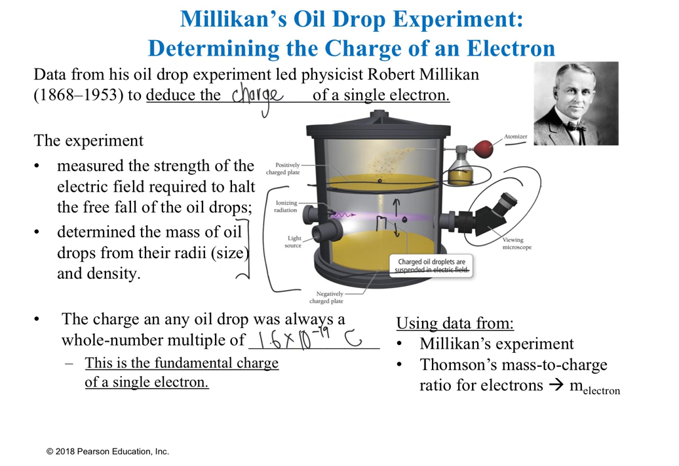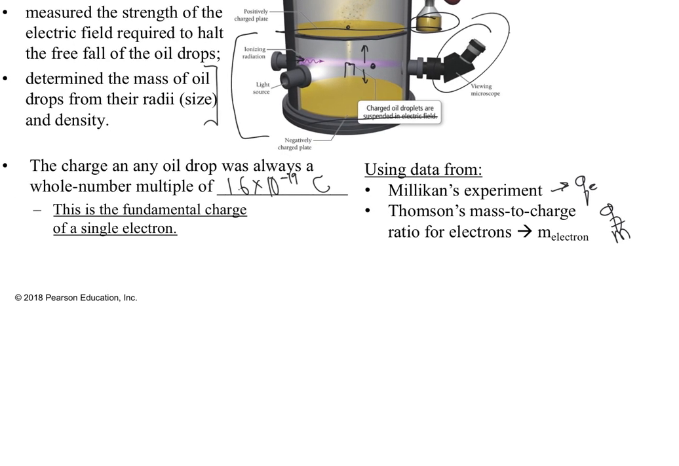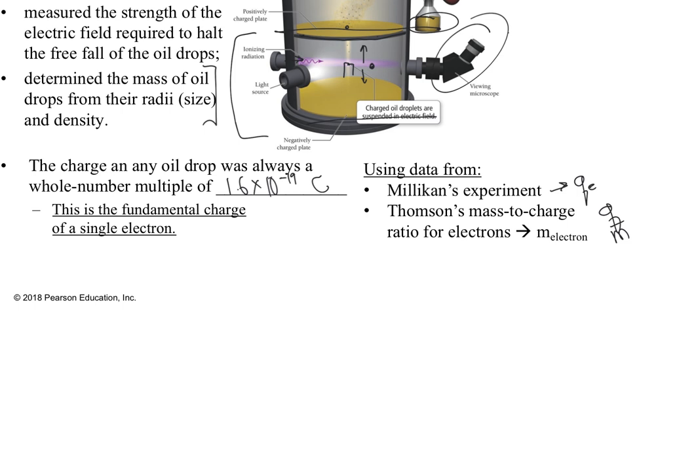So if we use, from Millikan's experiment, the charge of an electron, and from J.J. Thomson's, the charge to mass ratio, we could actually find out the mass of an electron. So let's do it. Notice in Millikan's experiment, we have a single variable, whereas in Thomson's we had a ratio of variables. So that's basically a conversion factor.